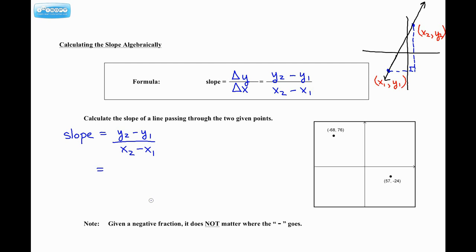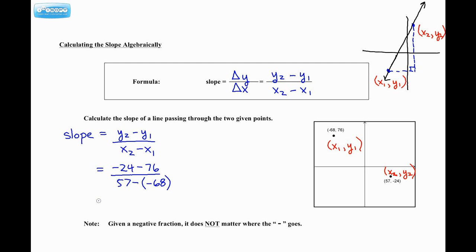Okay, so what is my y2? I'm going to label it. I'm going to call this the 2's. And I'm going to call this the 1's. I invite you to switch them around and do the math and see what happens. All right. So, what is y2? Well, that is negative 24. And I subtract y1. What is my y1? That is 76. That is all over x2, which is 57, minus and my x1 is negative 68. So I'm subtracting a negative, so you have to be careful.